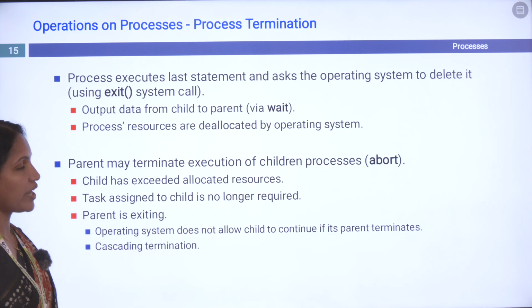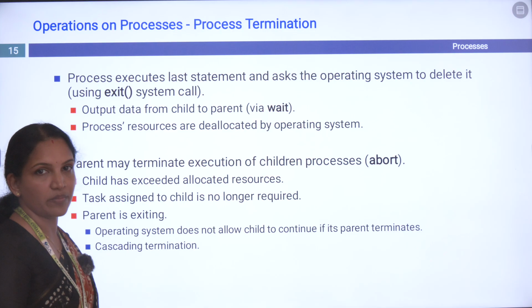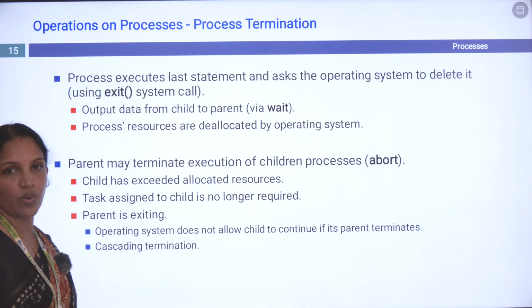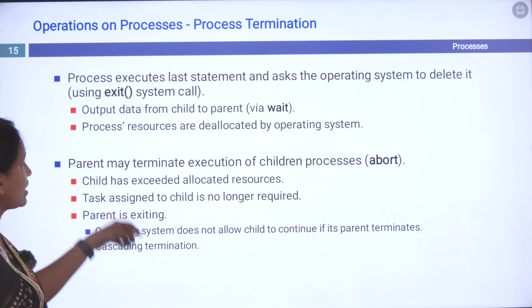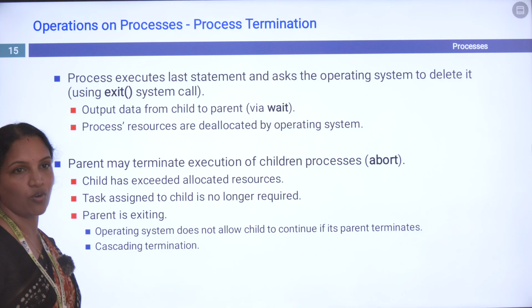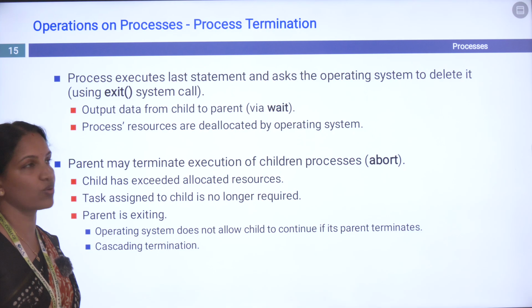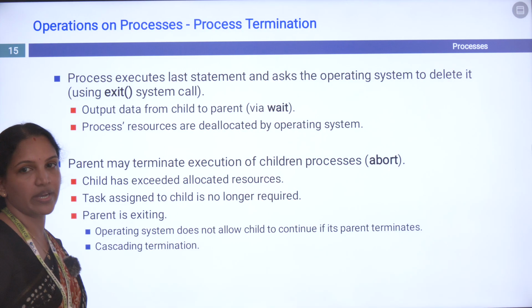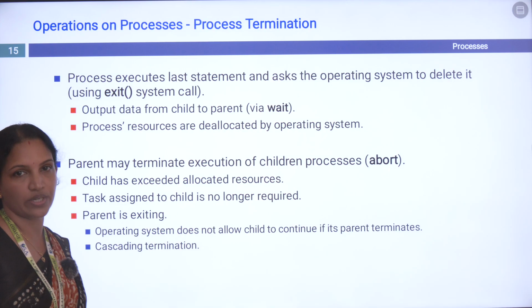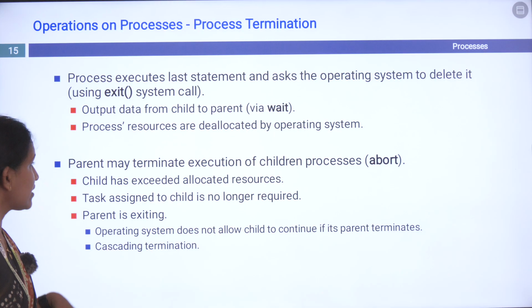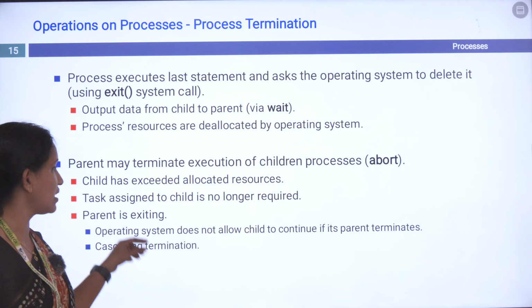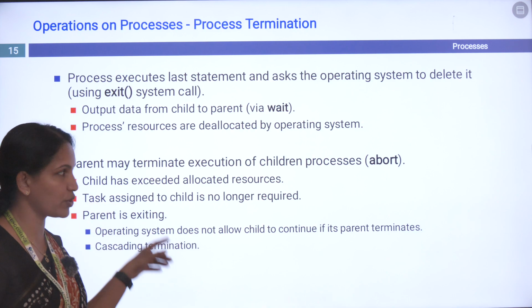Next operation on process is process termination. Once the execution is over, the process will get terminated. At that time the child will give all its output to the parent through the wait system call. All the resources allocated by the operating system will be deallocated. And the parent may terminate the execution of a child process in 4 cases.